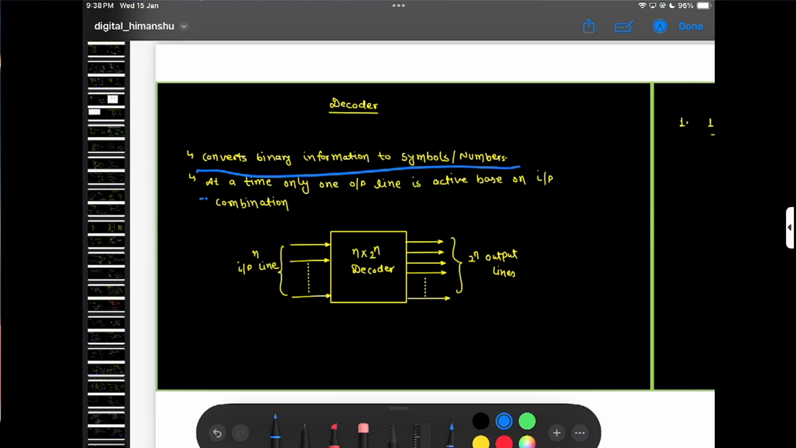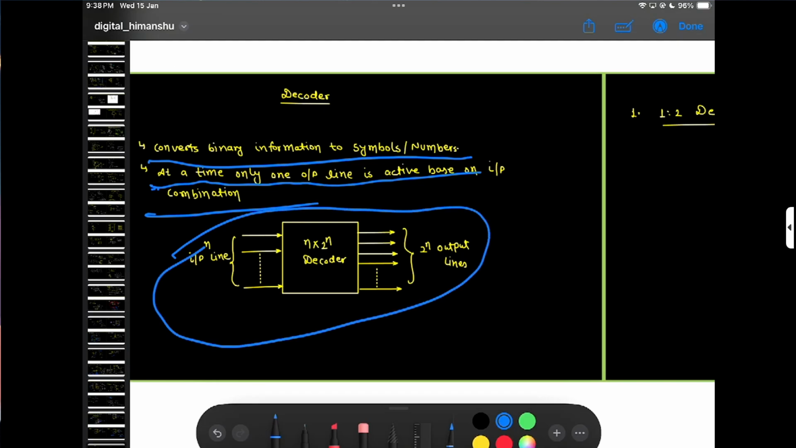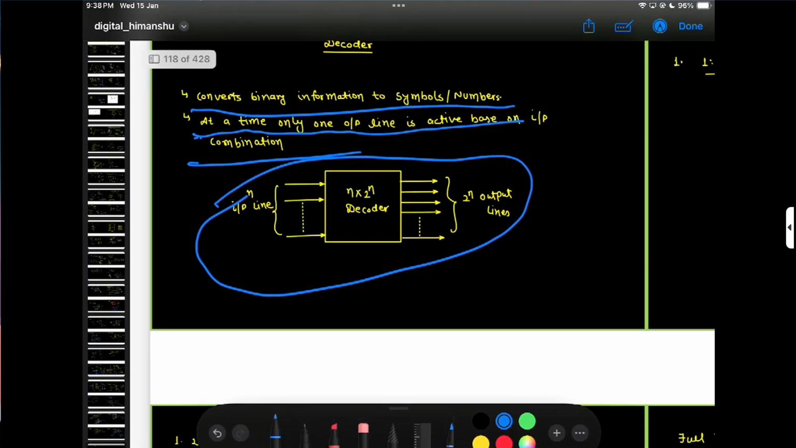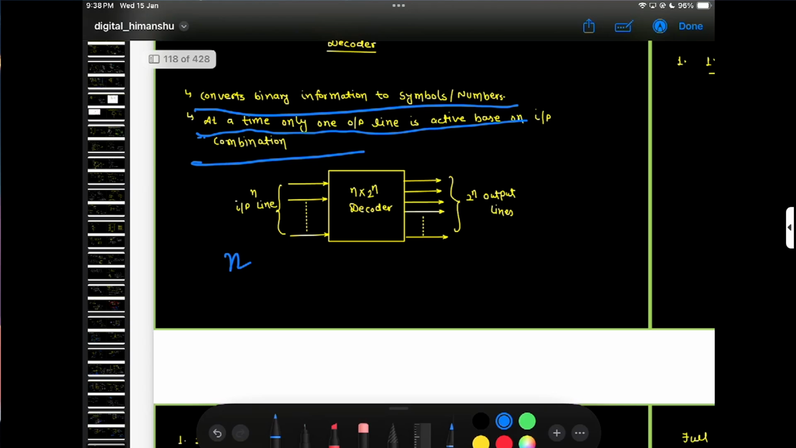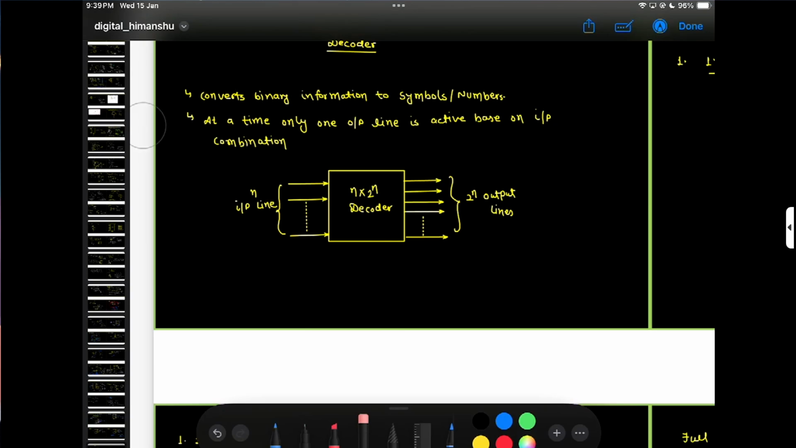At a time, only one output line is active based on the input combination. And here is my n cross 2 to the power n decoder. It represents n input lines, from 0 to n minus 1, so a total of n lines are present. So you can represent a maximum of 2 to the power n outputs.